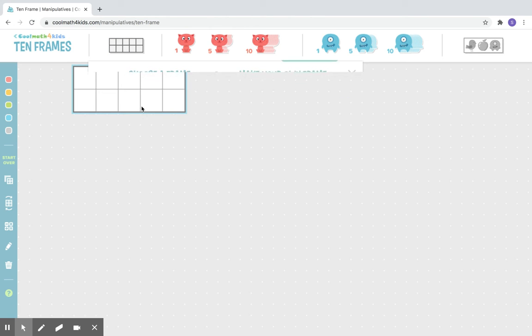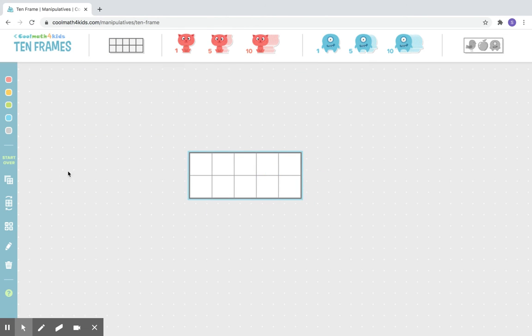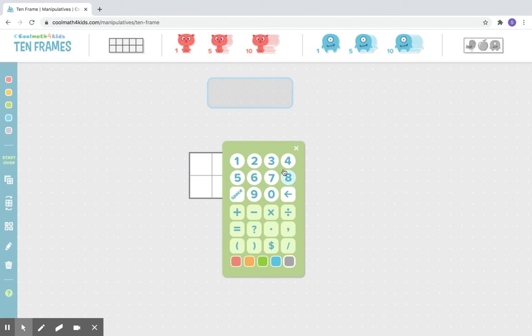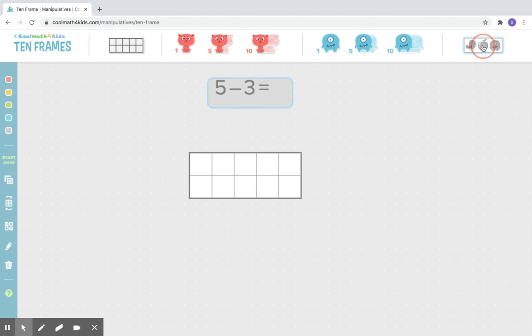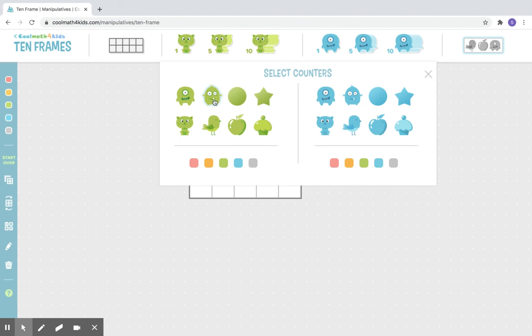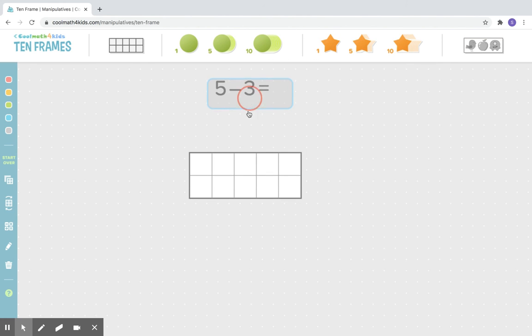They would choose their 10 frame, choose the keypad to write out their problem. Maybe this time it is the problem 5 minus 3 is equal to. If they'd like, they can come in and choose a different color counter again. Maybe this time they choose the circles and the stars. And then they will have to solve the subtraction problem.